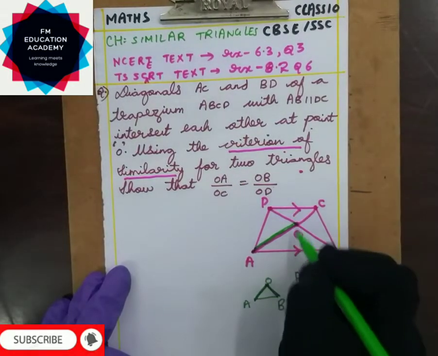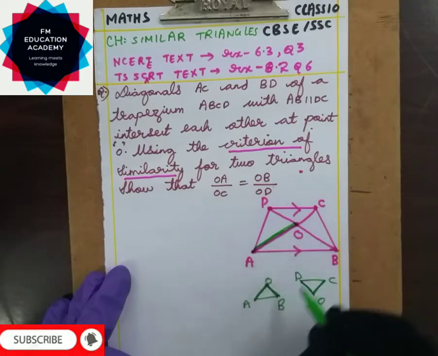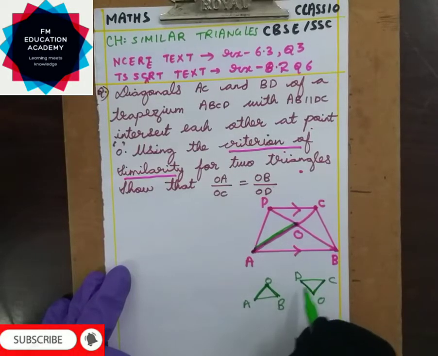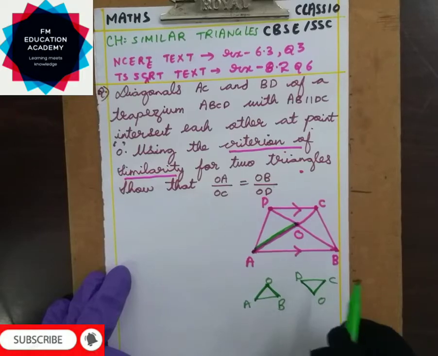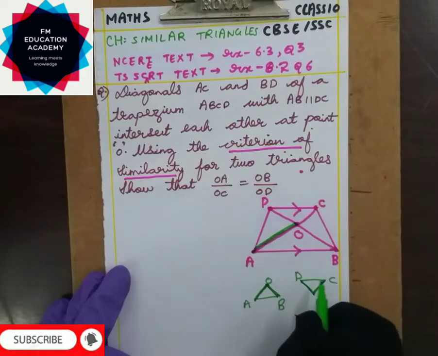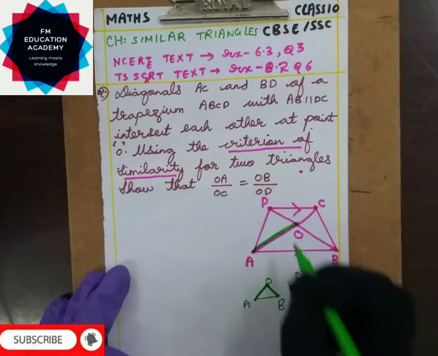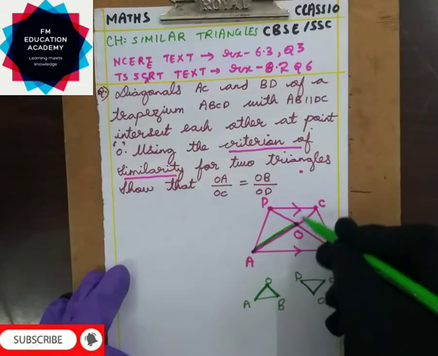So if I prove these two triangles are similar, I can say that their corresponding sides are divided in the same ratio according to the similarity condition. Okay, so by that we can say that the ratios are equal. That is how we should do the sum.